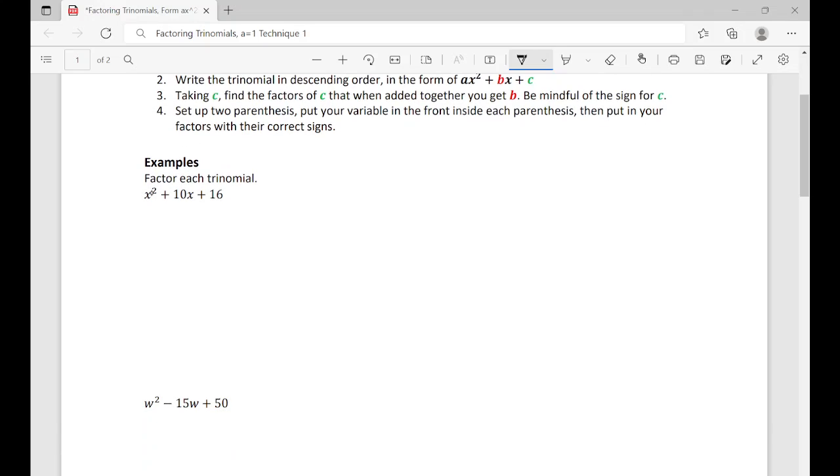So first one we have x squared plus 10x plus 16. So we're going to take our factor c because a is 1. So c equals 16 right here. And b equals 10, which is right here. Make sure it's just the number and not the letter. So now we know what c and b are. So now we're going to ask ourselves, what times what equals 16, but if we add the same two factors together, we're going to get our b term of 10.